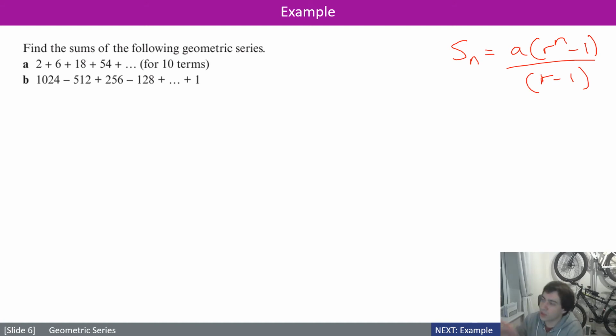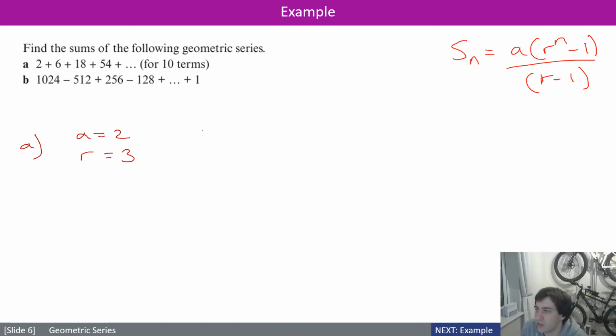Sometimes I might do 1 minus r, sometimes r minus 1. It doesn't matter as long as the top matches. So looking at part A, what's our first term? It's 2. What is our r? It's 3, multiplying by 3 each time.